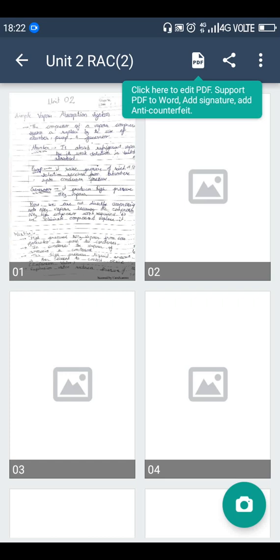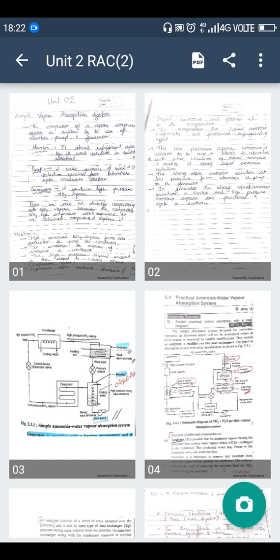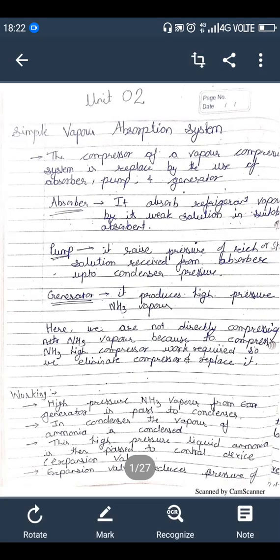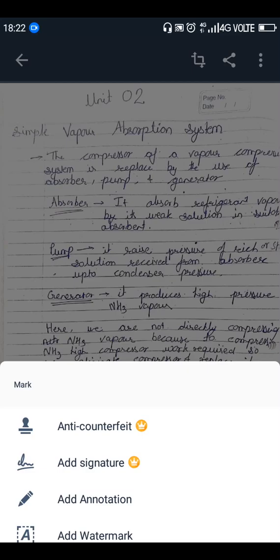Here we are only replacing the compressor with another three components, which is absorber, pump and generator here. So what are the functions of these three, absorber, pump and generator? I already mentioned here. You can see on your screen.